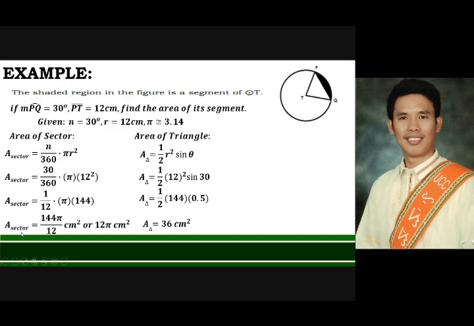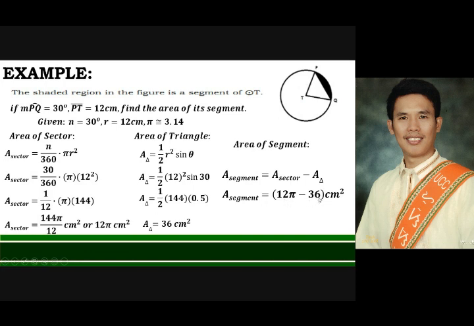Now, we have the sector and the area of the triangle. So, to get the area of the segment, this shaded part, we'll simply subtract the triangle from the sector. The value is 12 pi minus 36 cm squared. Why can't we subtract them directly? Because our 12 is in pi form.